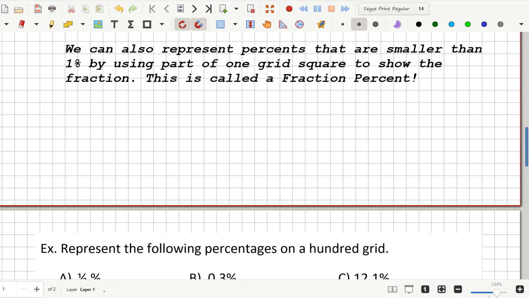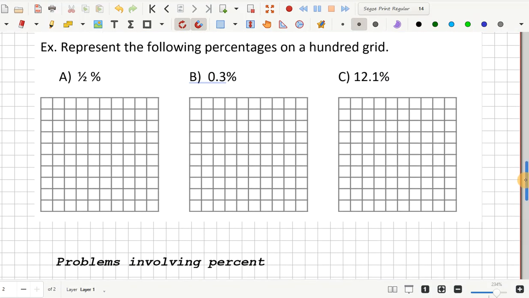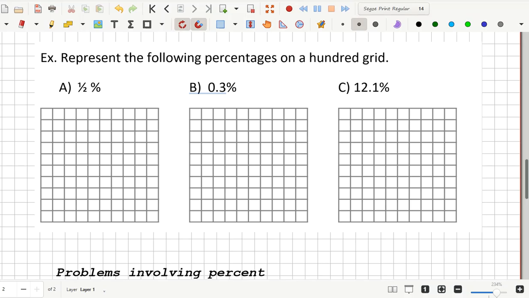We can also represent percents that are smaller than 1%, which are very small, by using part of one grid square to show the fraction. This is called a fraction percent. So we're going to look at these 3 examples here. First one, 0.5%. I'm going to take one of these boxes and fill it in just half. What I usually do is expand the box, sometimes to make it a little bigger and easier to see. I can cut the box in 2, and then I fill in just 1/2 of it, so one side of the box.